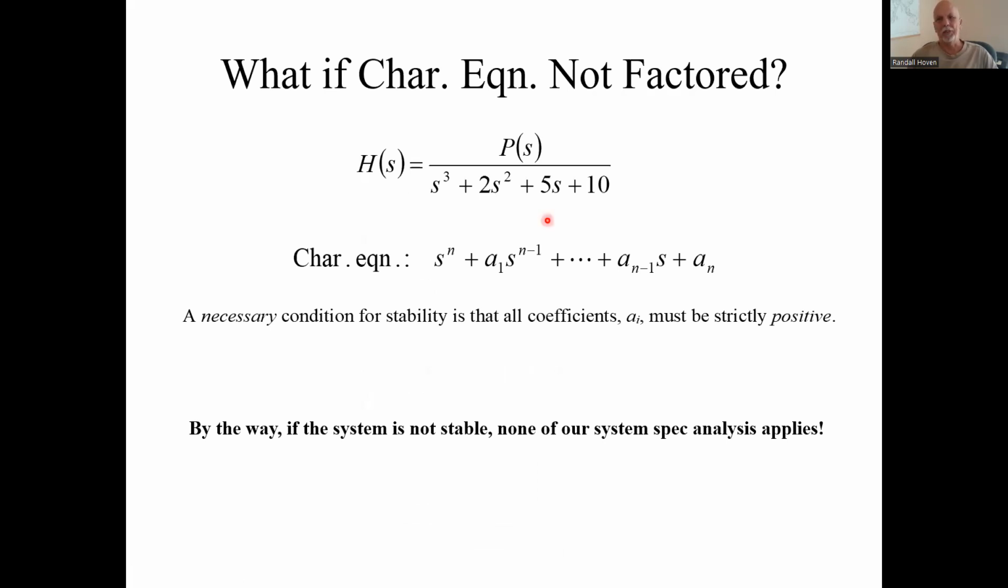What if it's not factored and it's something too big to try to factor? Well, there's a couple of tests, actually necessary conditions. If this is your characteristic equation like this, all these coefficients must be strictly positive for it to be stable. That doesn't mean if they're all strictly positive, it will be stable, but it says if any of them are not strictly positive, it's at best marginally stable, but it's not stable.